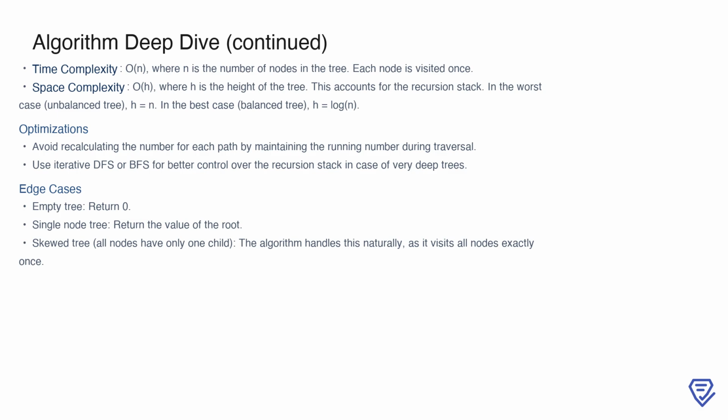To optimize further, we can avoid recalculating the running number for each path by maintaining it during traversal. Additionally, while our implementation uses recursive DFS, an iterative approach with an explicit stack could provide better control in scenarios with very deep trees. Finally, edge cases such as an empty tree or a skewed tree are naturally handled by the algorithm since it processes all nodes in a consistent manner, regardless of the tree's structure.